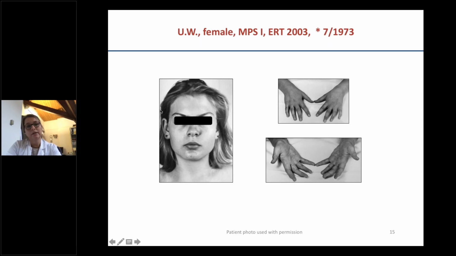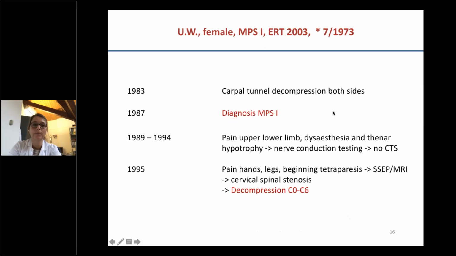But in fact, you see the face is more or less not really obvious, or not really giving us a hint to think of MPS, so MPS 1. And the hands, neither. But what you can see already is that she has a kind of thenar atrophy, which is typical for carpal tunnel syndrome. And this carpal tunnel syndrome already occurred at the age of 10. And this is typical for MPS 1, that it's carpal tunnel syndrome on both sides in early childhood.